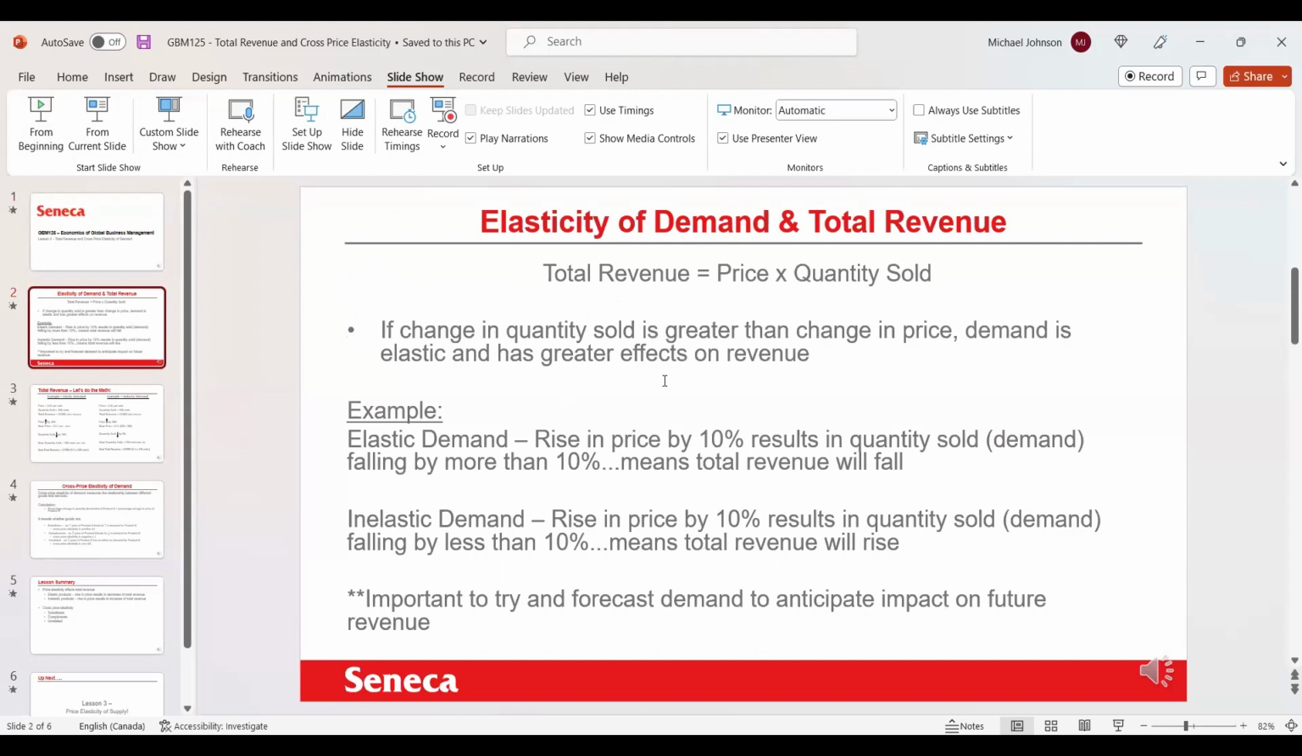So if the change in quantity sold is greater than the change in price, demand is elastic and has greater effects on revenue. So if the price rises by 10% and quantity sold falls by more than 10%, total revenue will fall. And that's elastic demand. And then for inelastic demand, if prices rise by 10% and quantity sold, demand, falls by less than 10%, total revenue will rise.